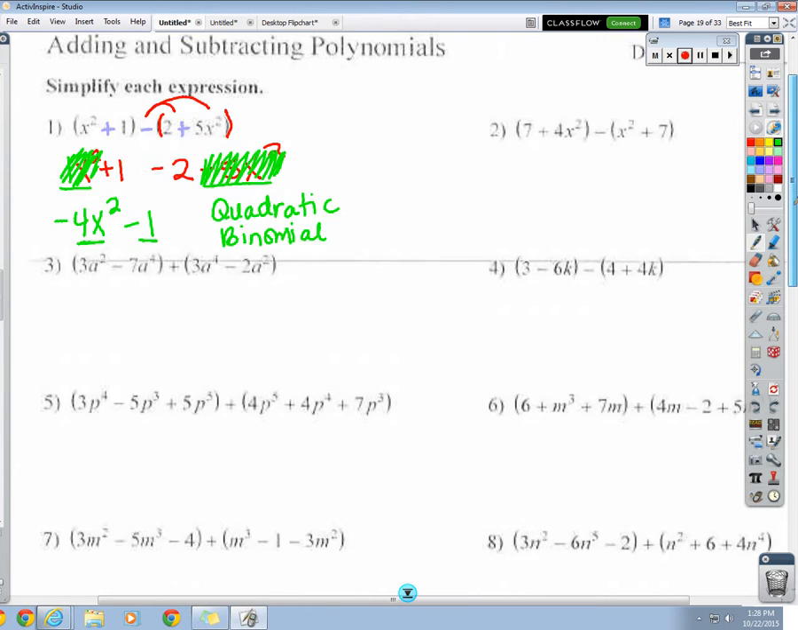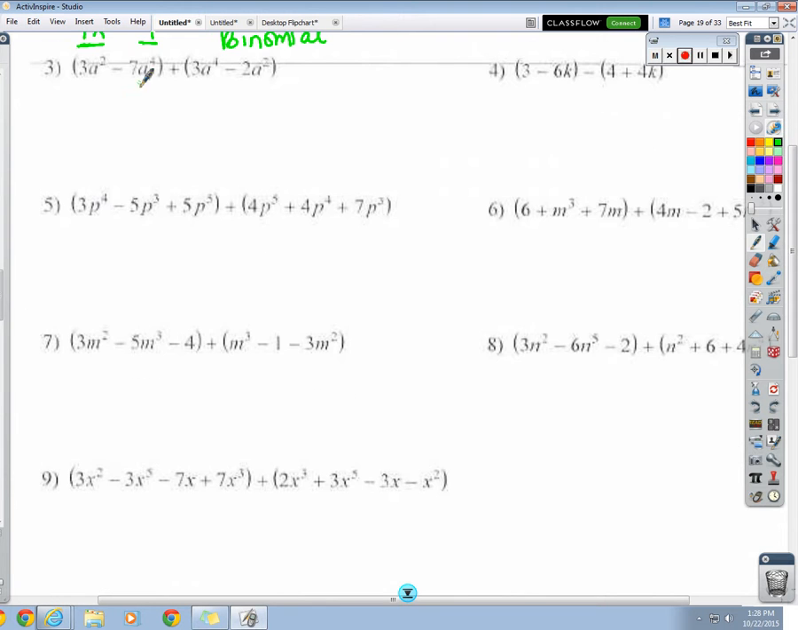All right, number 3. We have a 3a squared minus, what does that say? 7a to the 4th plus 3a to the 4th minus 2a squared. Okay, what's the middle sign? What are they doing to these polynomials? Adding them. So do we have to worry about distributing that? No, you only have to worry about distributing it when it's subtraction. Now we're ready to combine like terms.